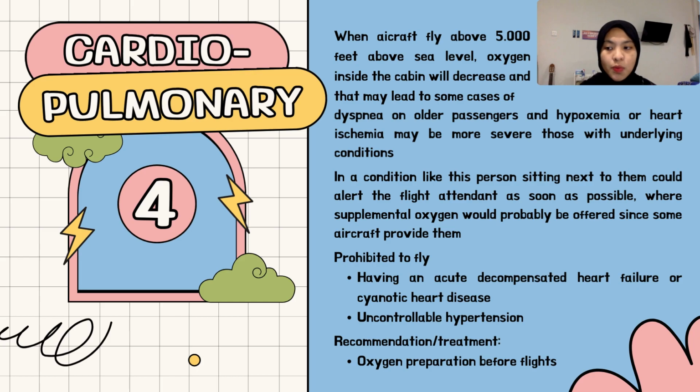There are persons who are not permitted to fly, such as a person having acute decompensated heart failure or cyanotic heart disease, and a person with uncontrolled hypertension. And so we have a recommendation too for elderly passengers who want to travel by plane. We recommend having oxygen preparation before flights to avoid any unwanted accident.